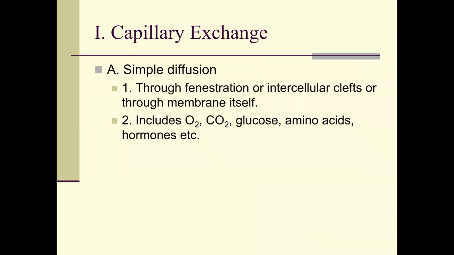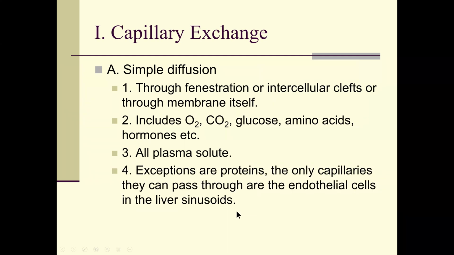Fenestrations, intercellular clefts: O2, CO2, glucose, amino acids, hormones, all these gases and small molecules can go through. Glucose is small, amino acids are small, most of the hormones are small. All plasma solute, okay, solute. You have solvent and solute, solution. Most of the small molecules come out. The big things that don't go out are proteins.